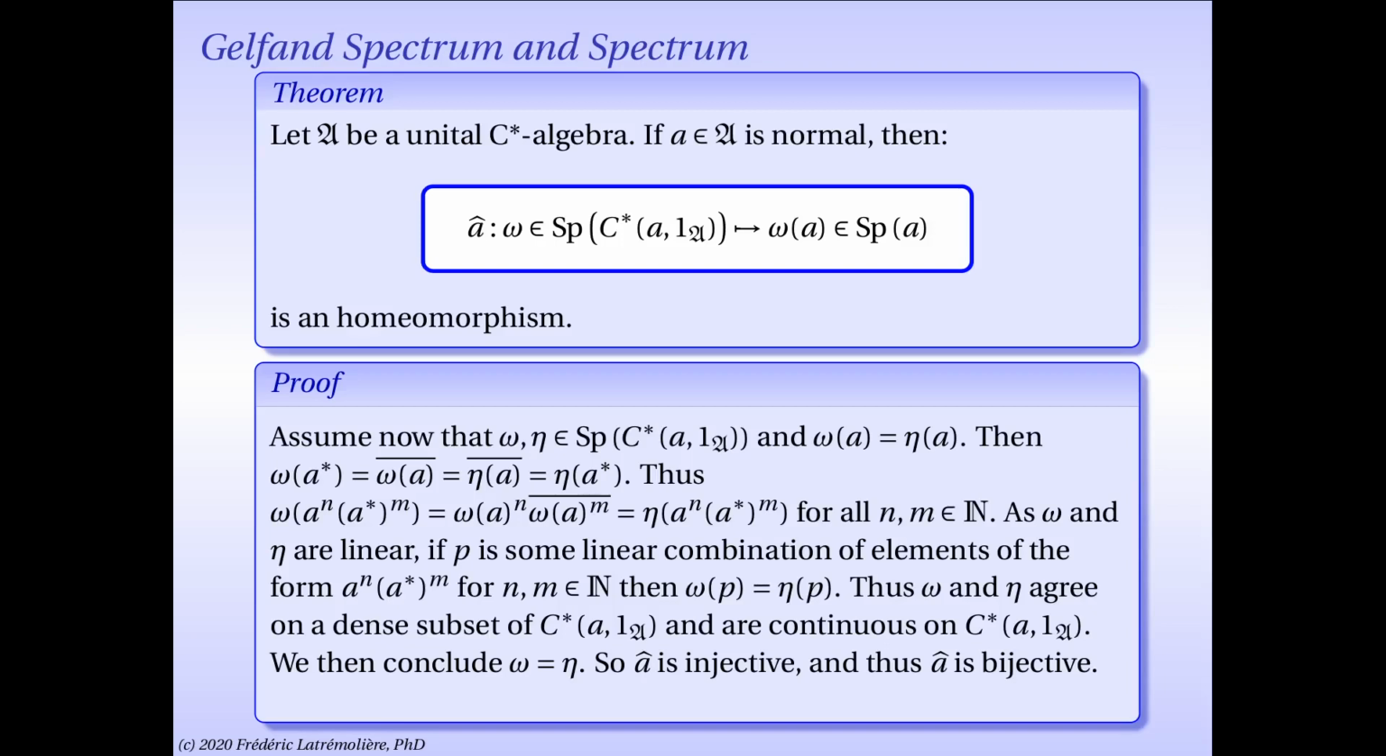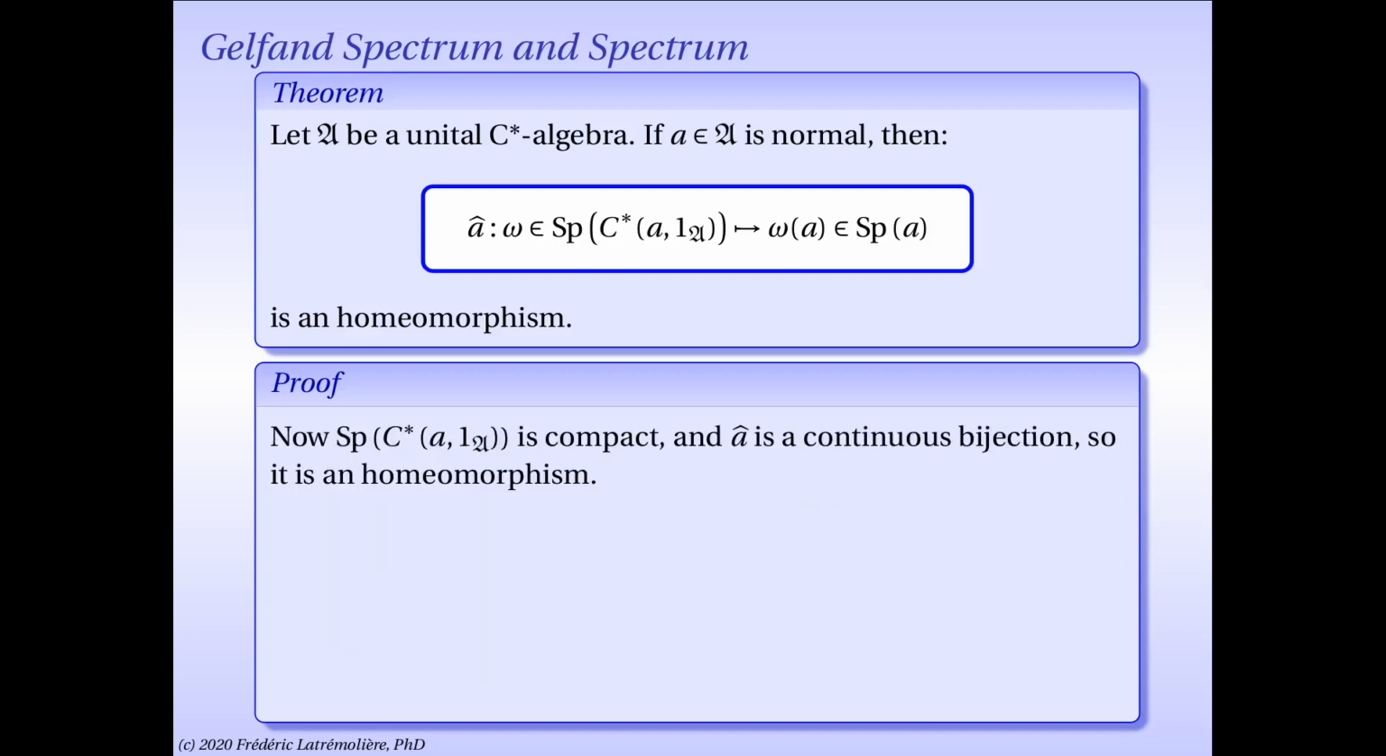And so we conclude that since characters are in particular continuous, and since they agree on a dense subset of the C-star algebra generated by A in the unit, they actually agree on the whole C-star algebra of A and the unit, which means that indeed we have shown they're the same character for the C-star algebra, and the Gelfand transform of A is injective. Since it was already surjective, it's bijective.